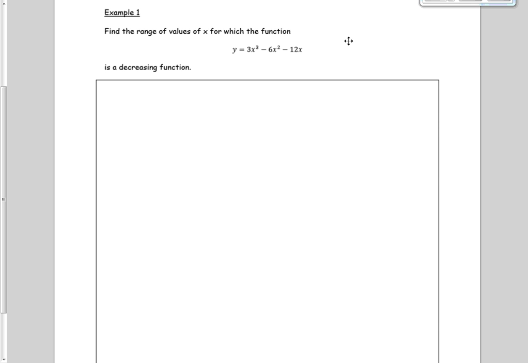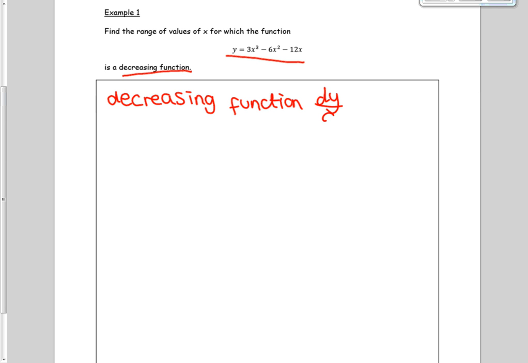C2, differentiation, example 1. So here we're asked to find the range of values for which this function is a decreasing function. So what does this term decreasing function mean? Well, on the previous page we learned that a decreasing function is where dy by dx is less than 0.